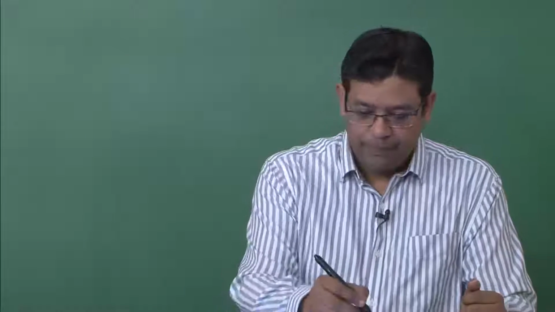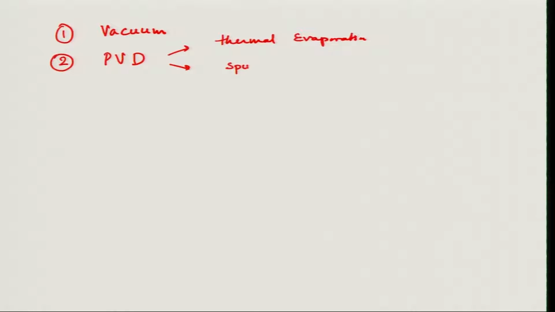In brief, I will point out the major things that we have discussed in this course. First, we discussed the use of vacuum. Why is it important for thin film deposition? Second, we discussed physical vapor deposition techniques. In this, we discussed thermal evaporation and sputtering, these two broad ranges of techniques.